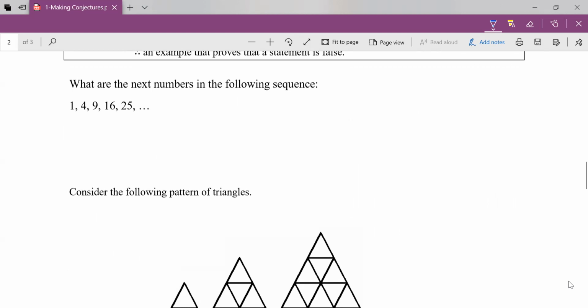Well, what I recognize here is that these are actually perfect squares. That's 1 squared, 2 squared, 3 squared, 4 squared, 5 squared. So what I'm guessing, my conjecture would be, is the next few terms would be 6 squared, 7 squared, 8 squared. So my conjecture is that this sequence is made up of perfect squares.